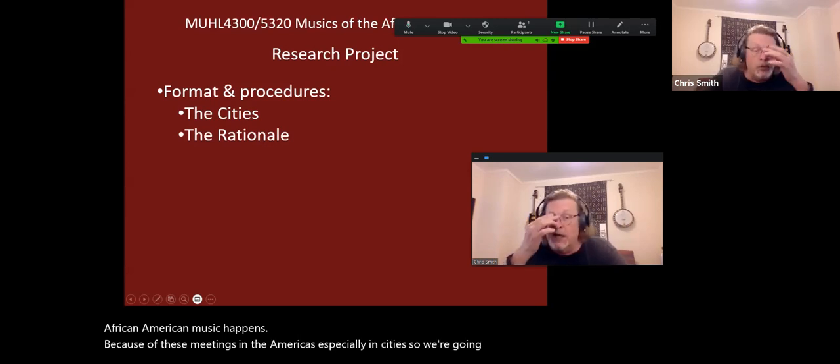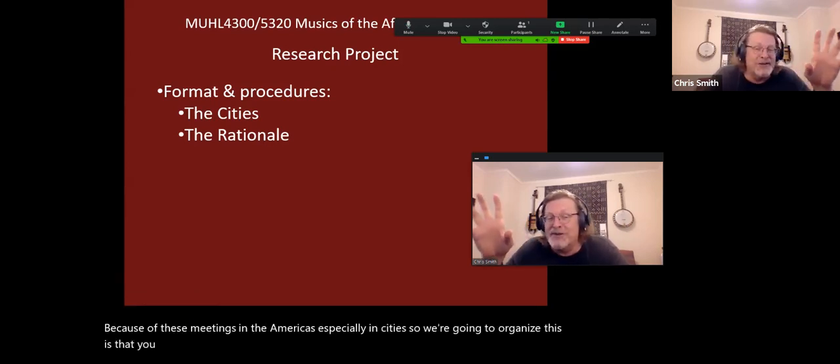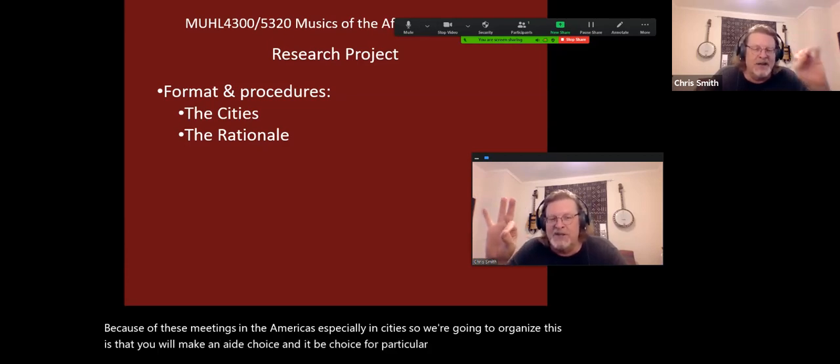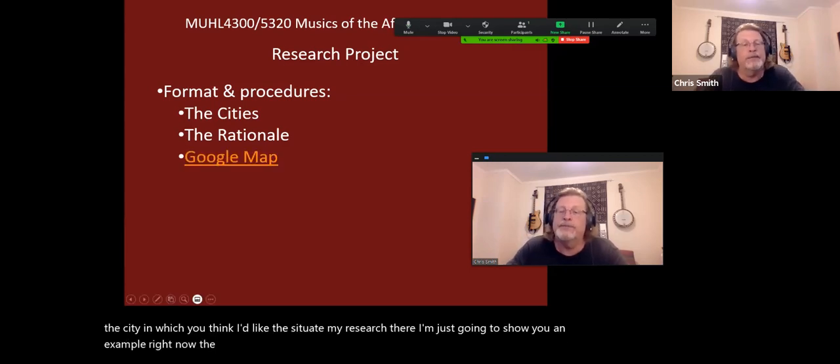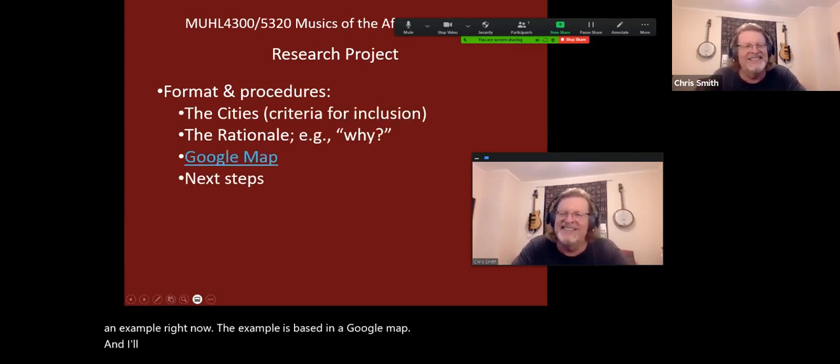So the way we're going to organize this is that you will make an A choice and a B choice of a particular city, or two cities, an A city and a B city, in which you think, I'd like to situate my research there. I'm just going to show you an example right now. The example is based on a Google map, and I'll go over to that now.